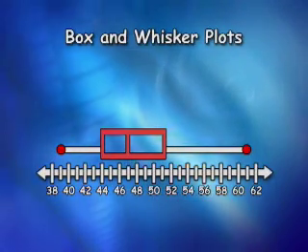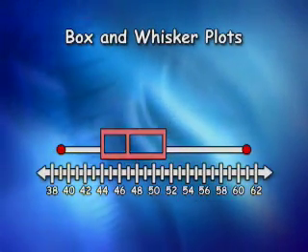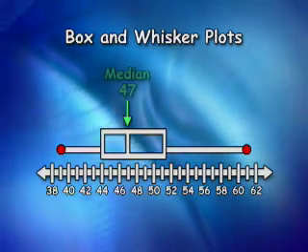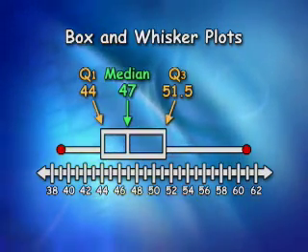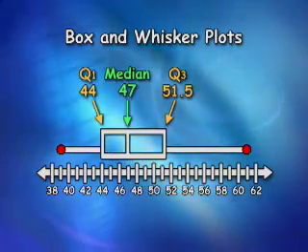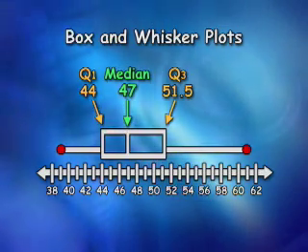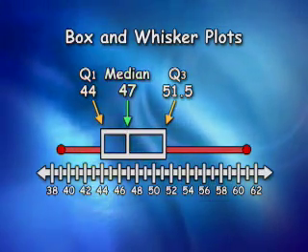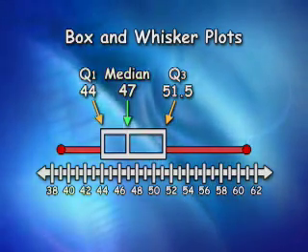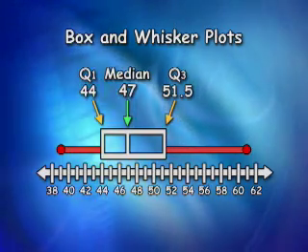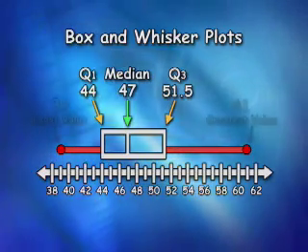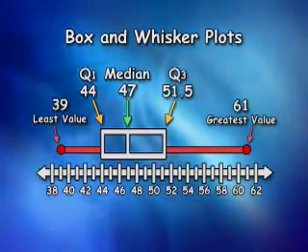The box represents the middle 50% of the data. The vertical line in the box at 47 is the median. The ends of the box, 44 and 51 and 5/10, are the lower and upper quartiles. The lines on the ends, or the whiskers, represent the lower 25% and upper 25% of the data, with the bullets on the ends being the extreme values.